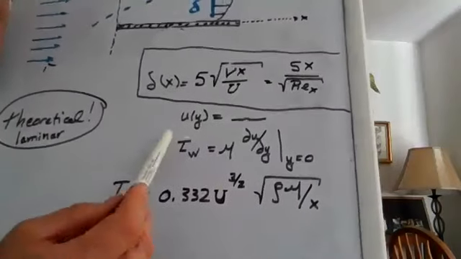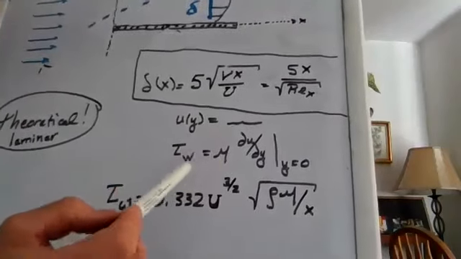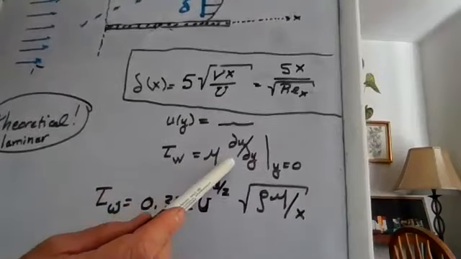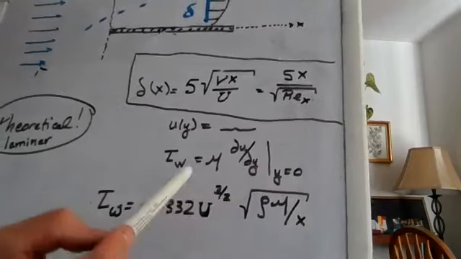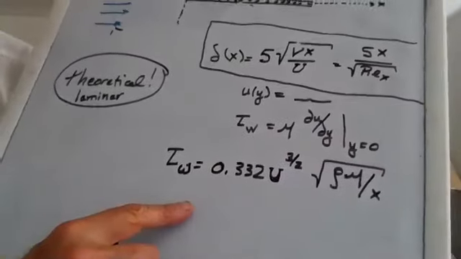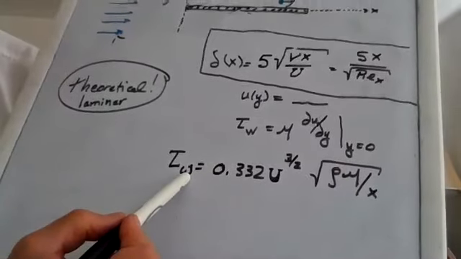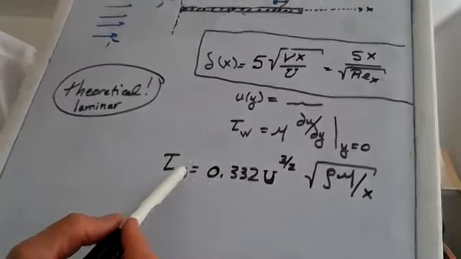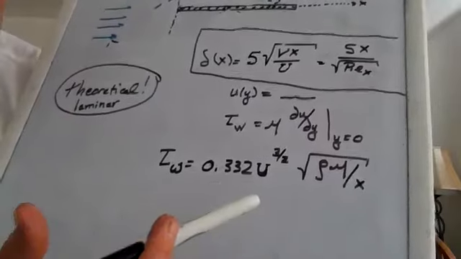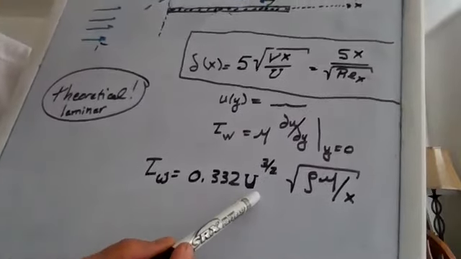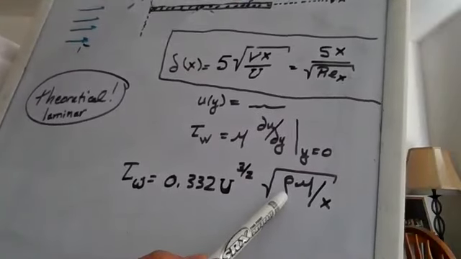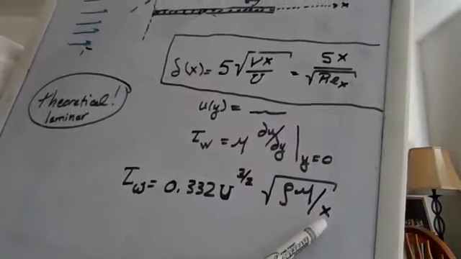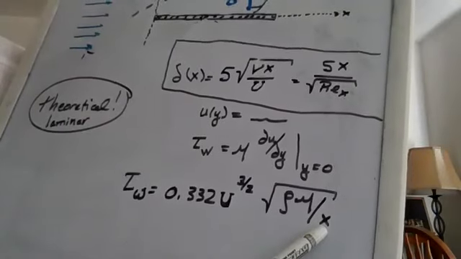But then what you can actually do is use that velocity profile equation to get the wall shear by taking the rate of change of the velocity with the vertical distance at the surface. And that led to the following wall shear formula. The shear at the surface is 0.332, free stream velocity to the 1/2, then you take the square root of the density, the dynamic viscosity, divided by how far we are down the plate. So that's our second equation.